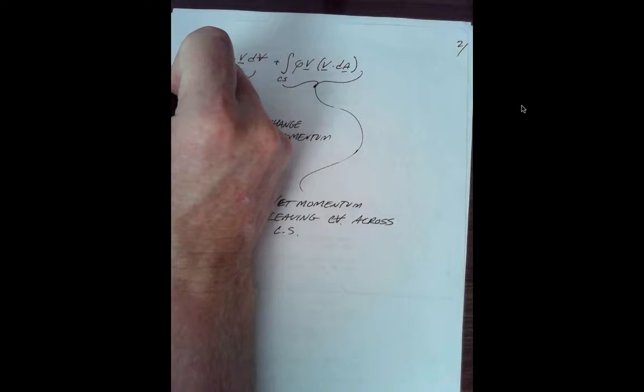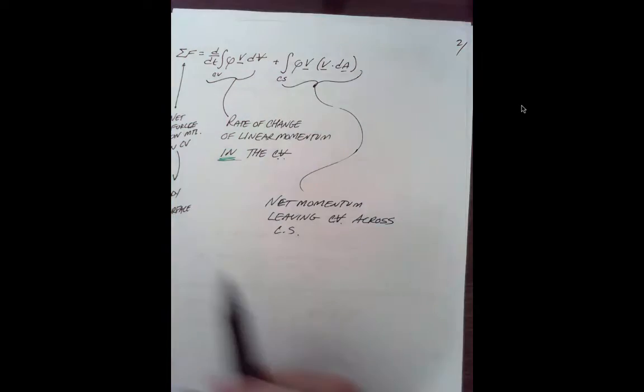The result is that the sum of the external forces is equal to the rate of change in linear momentum plus the net momentum leaving the control surface. This is a vector equation. Forces are a vector, so this may have 1, 2, or 3 components depending on your coordinate system.